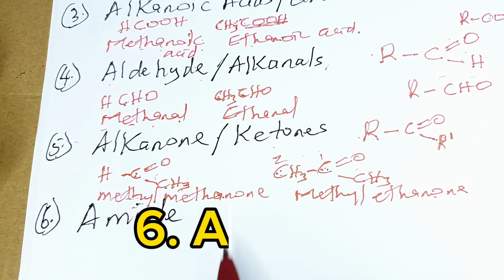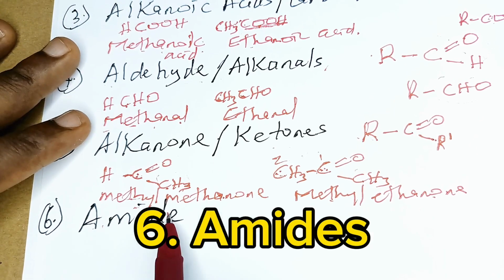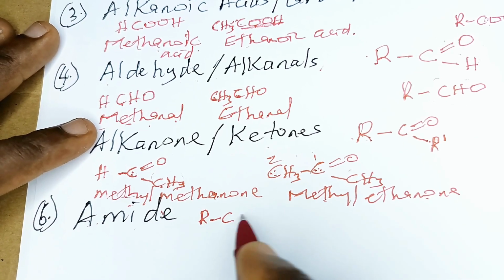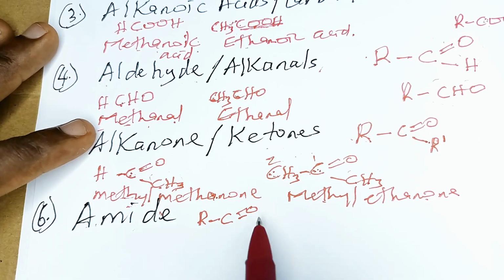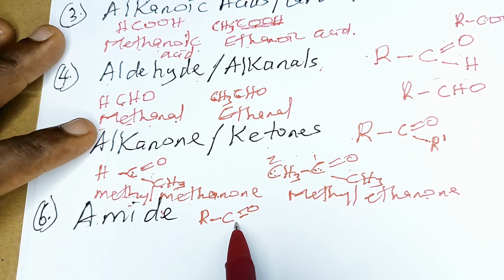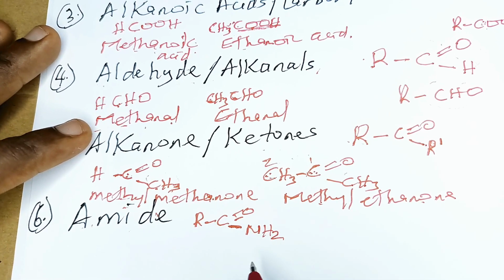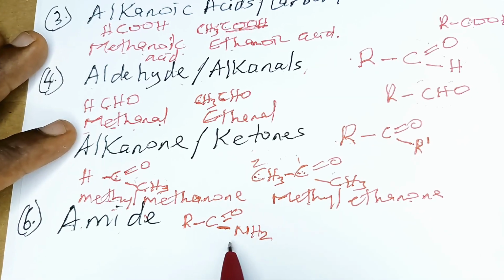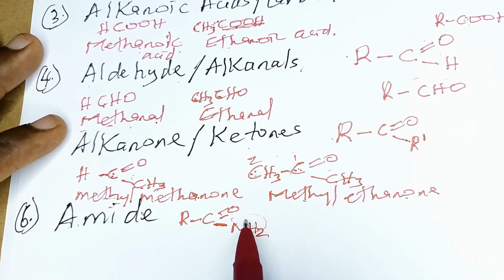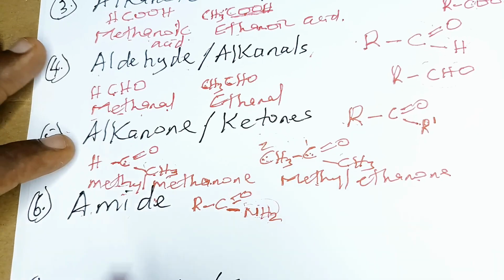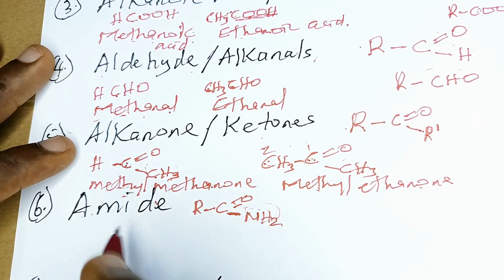Let's go to the number 6. The sixth one is the amide. Amide comes up whenever you replace, instead of having OH here, you have an amine, NH2, and this is called amide because of the presence of this amine. You know, if it is carboxylic, there will be OH here. Instead of OH, you have the NH2, which is the amine. What do we do now? Let's go for an example.